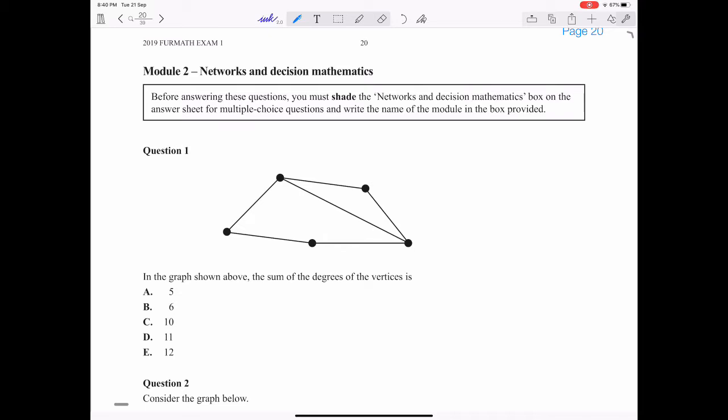You should note that the sum of the degrees of the vertices is equal to 2 times the number of edges. So we'll just count the number of edges: 1, 2, 3, 4, 5, 6. So there are 6 edges, so the sum of the degrees of the vertices is equal to 2 times 6 edges, which is 12, so therefore E is the correct answer.